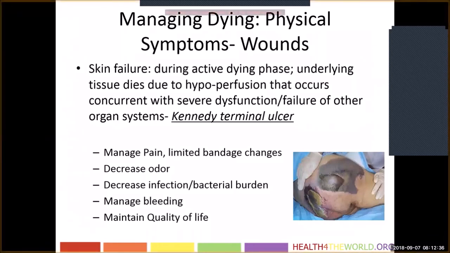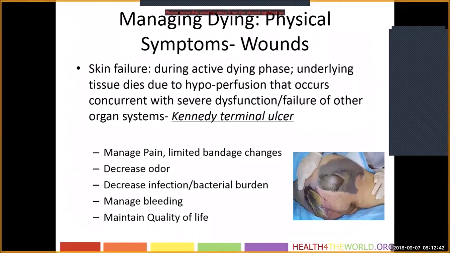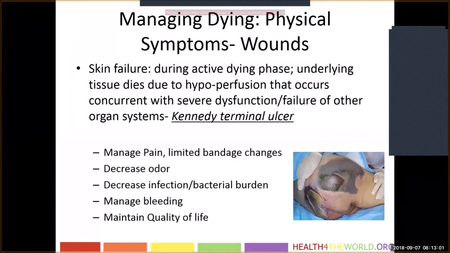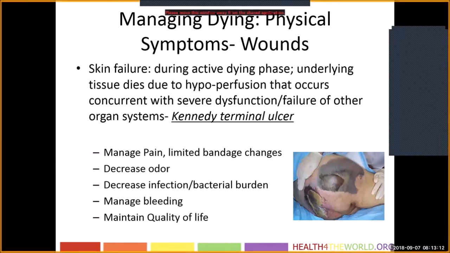So what do you do in that situation? Number one, let the families and caregivers know it can happen. Number two, tell them it's not their fault. Number three, manage the pain. Limit bandage changes. Use whatever bandages you can, and change only when there's strike through, that means you see secretions on the bandage. Decrease the odor. Metronidazole, you can crush it in tablets and put it in the wounds. Use other odor-absorbing items in the room, and keep the room well ventilated. Decrease infection and bacterial burden. That's why we use the metronidazole. Manage any bleeding.